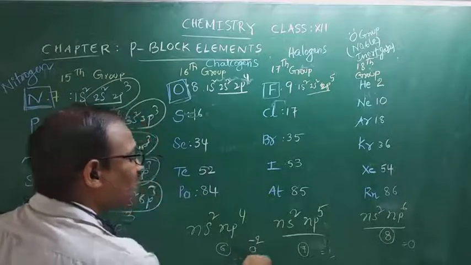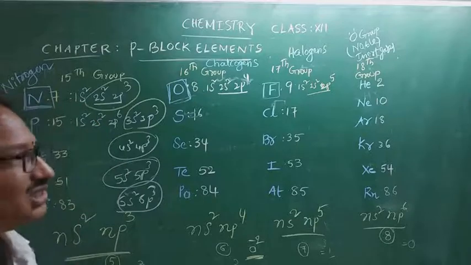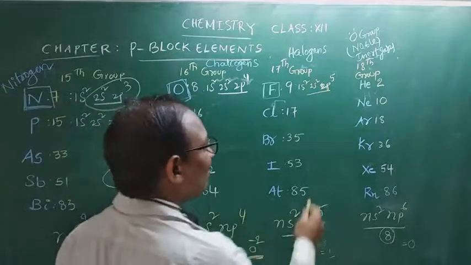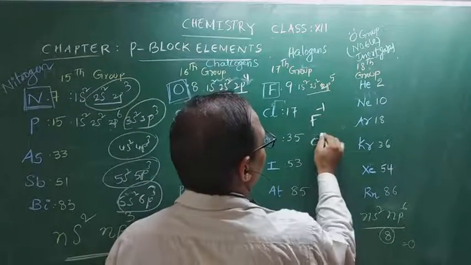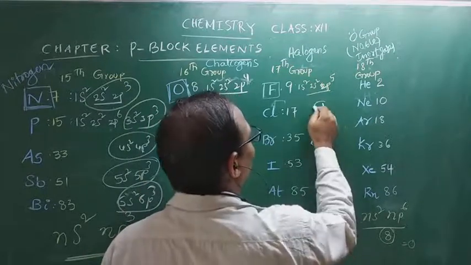Oxygen, in most of its compounds, shows -2 oxidation state. And 17th group elements show -1 oxidation state. F -1, Cl -1, like this. They show -1 oxidation state.